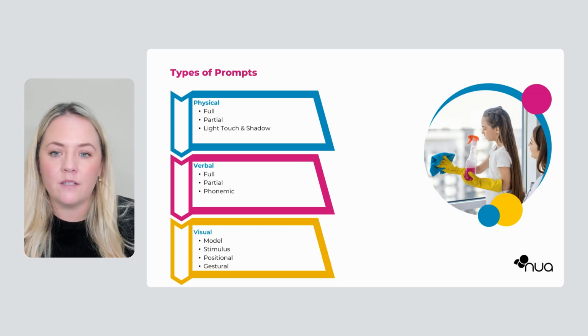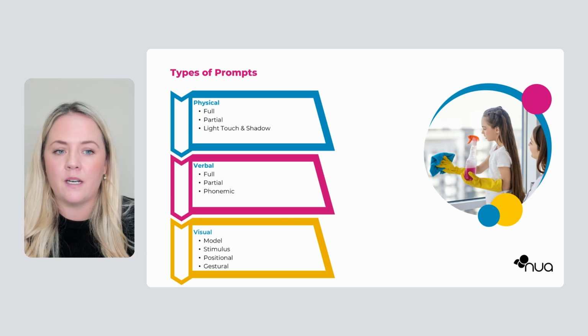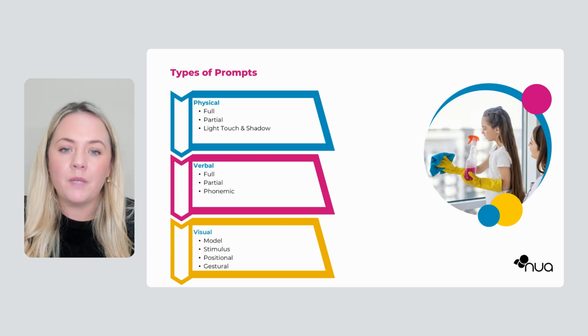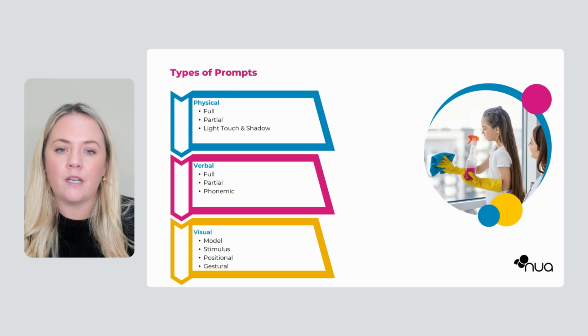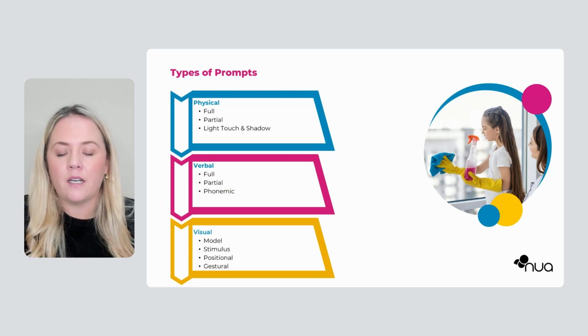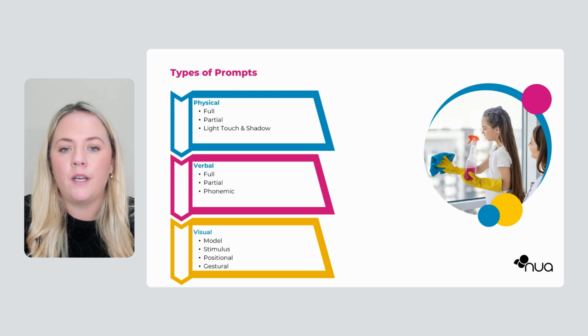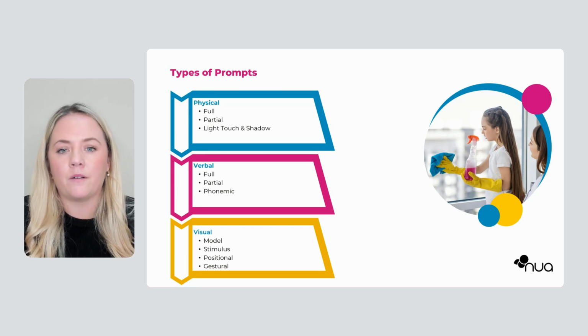So this is also known as hand over hand guidance, whereby we can take our hand and put it on the person's hand to support them to complete the action that we're looking for, complete the behavior that we're looking for. So for example, toothbrushing, we might take our hand, place it on the individual's hand and guide them towards the toothbrush, helping them to grab the toothbrush and pick it up.